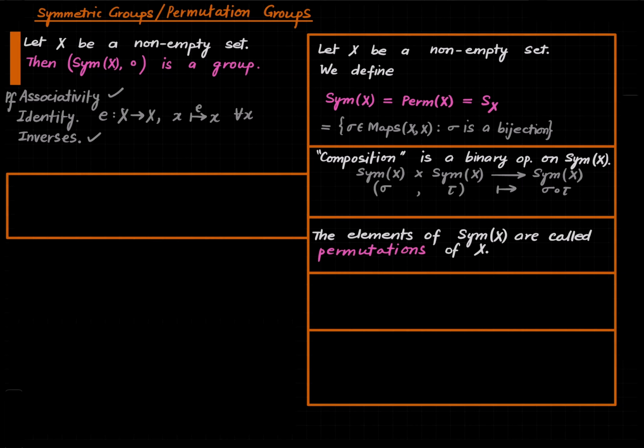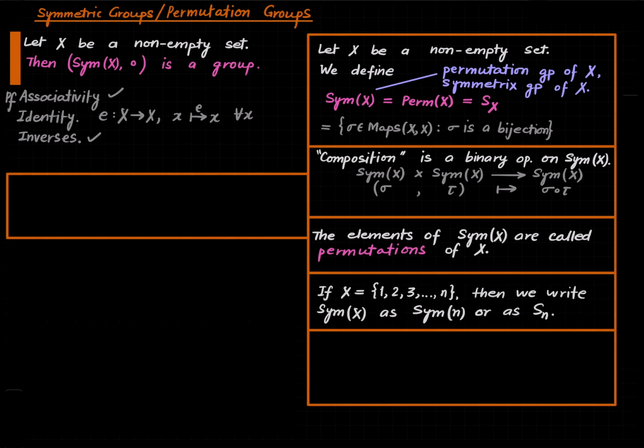Let me mention it here. This is called the permutation group of x, and also known as the symmetric group of x. Synonyms. All right. Another notation: when x is the set of the first n natural numbers, then we write Sym x as this or that, just two shorthands.